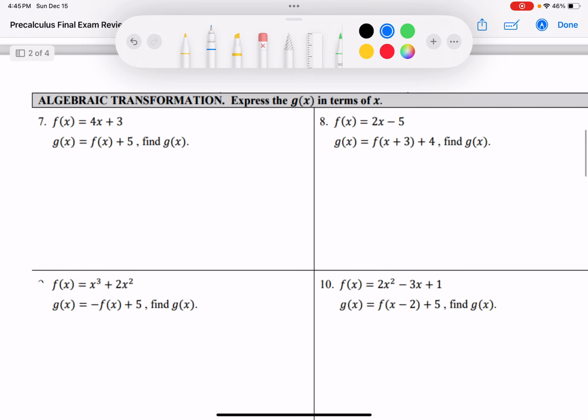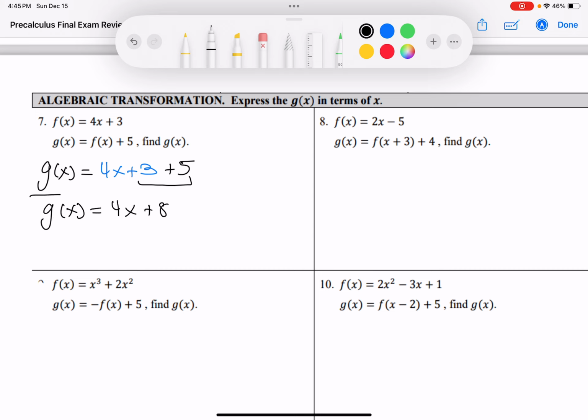So it says f of x equals 4x plus 3, g of x equals f of x plus 5. Find g of x. Well, g of x equals f of x. Well, f of x is just 4x plus 3. Then there's a plus 5 on the outside. And by combining like terms, we have g of x equals 4x plus 8.